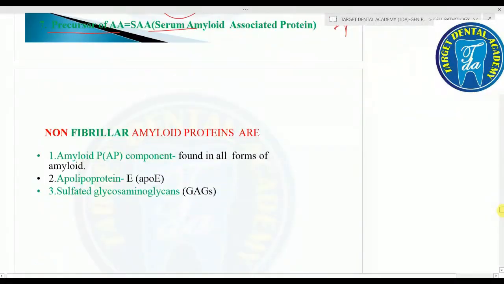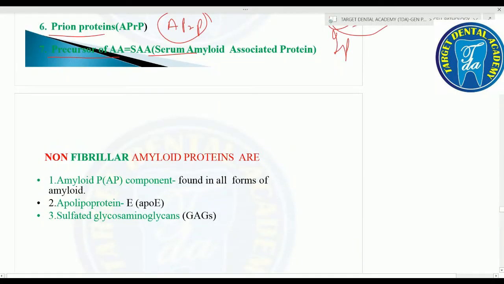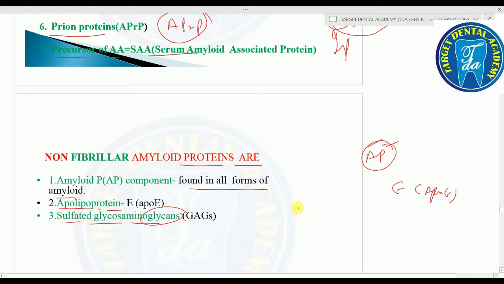Coming on to the non-fibrillar or afibrillar proteins. The non-fibrillar amyloid proteins are the AP, which means amyloid protein component, found in all forms of amyloid; the apolipoprotein E or ApoE; and the sulfated glycosaminoglycans, which are GAGs. These three are the non-fibrillar amyloid proteins.